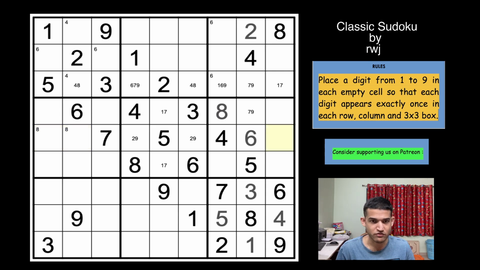So let's finish off row 5 now. 2, 5, 7, 9, 4 and 6. So I need 1, 3, 8. And I can't have 1 or 3. Both are eliminated here. So that's 8. That gives a 1, 3 pair in these two cells.